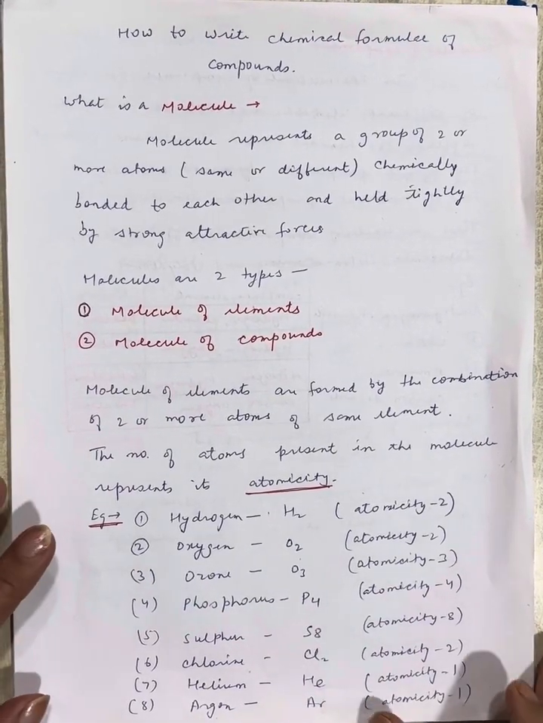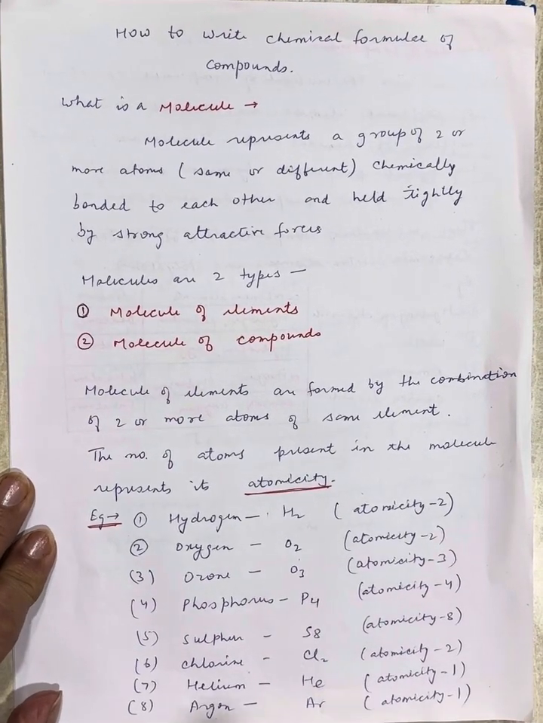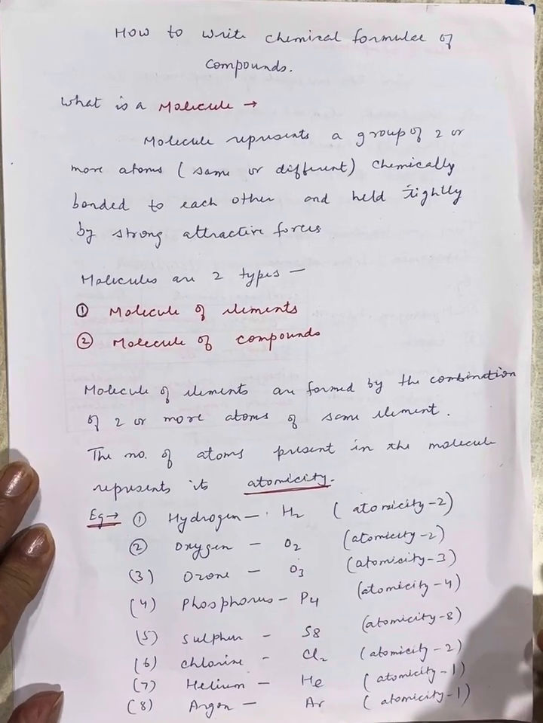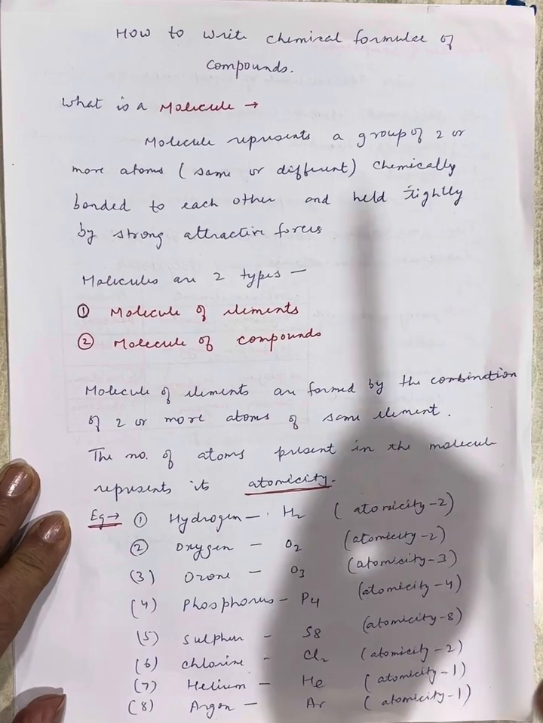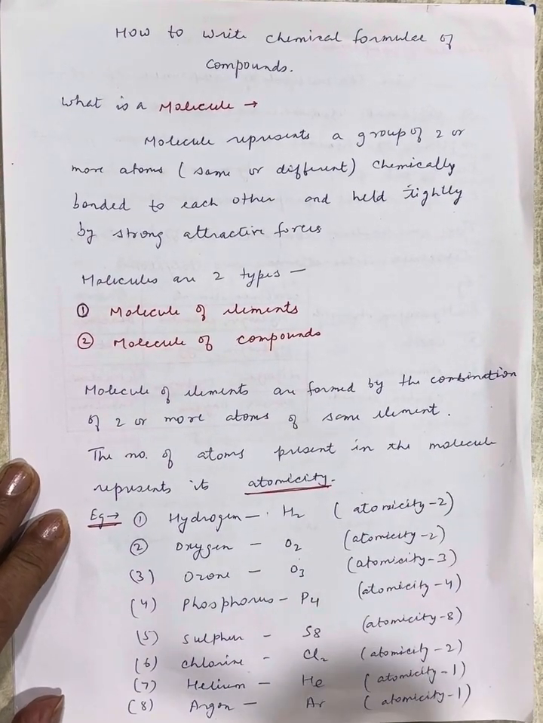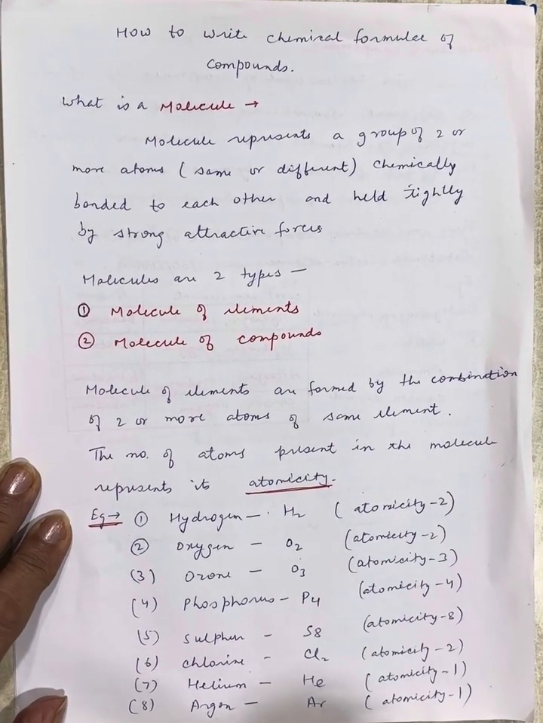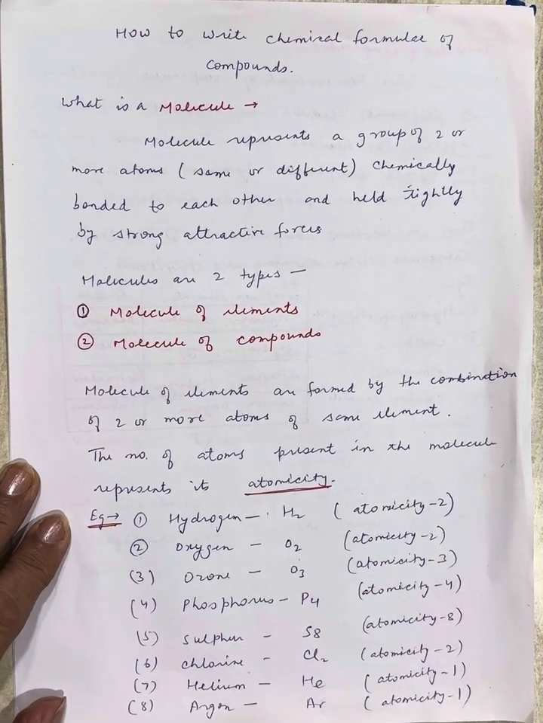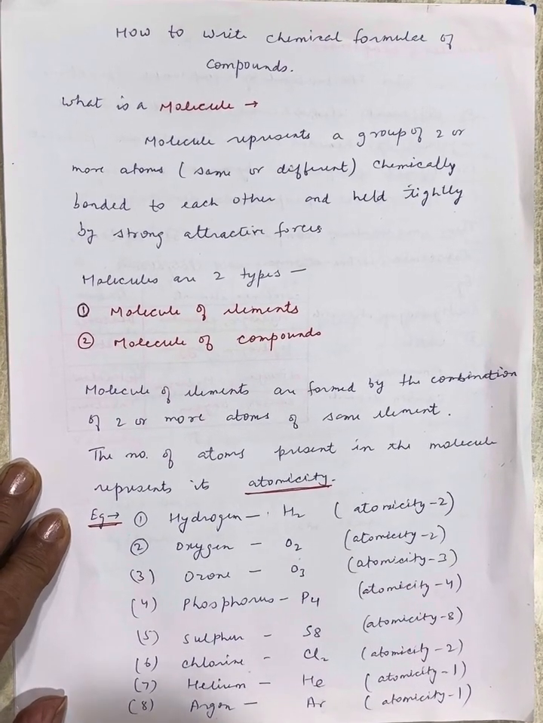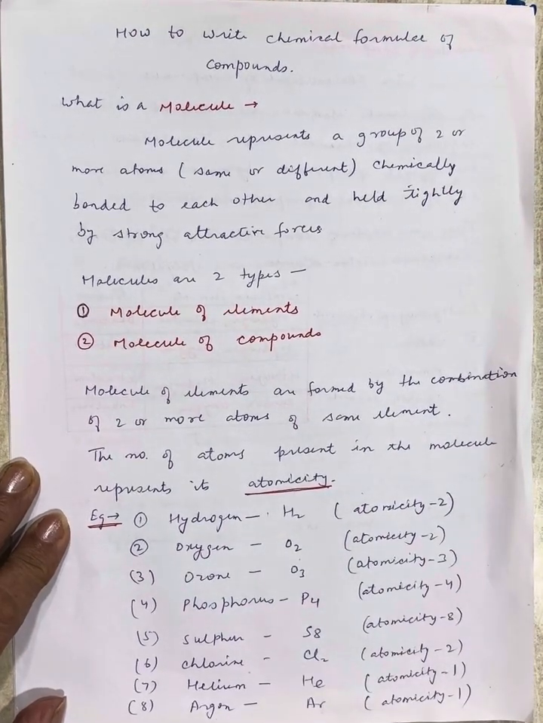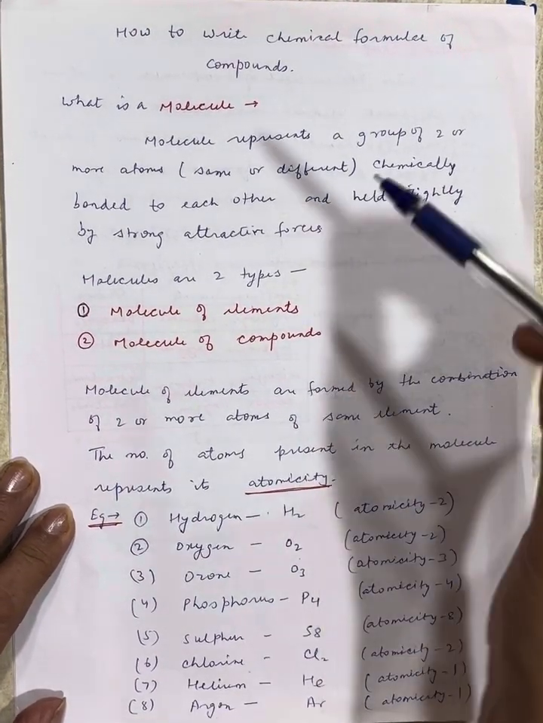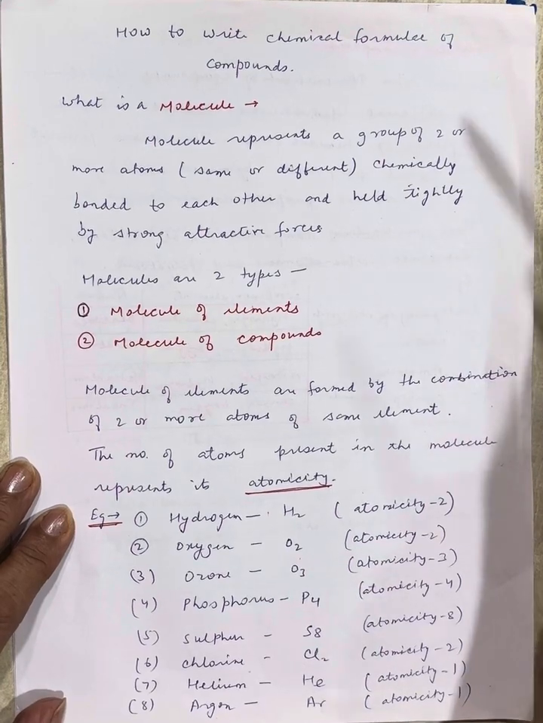In today's class, let us study how to write a chemical formula of compounds. Before that, we have to study what a molecule is, what ions are, what atoms are, and what polyatomic ions are, etc. These are a few things that we have to learn before knowing how to write the chemical formula of compounds. So first of all, let us see what a molecule is.